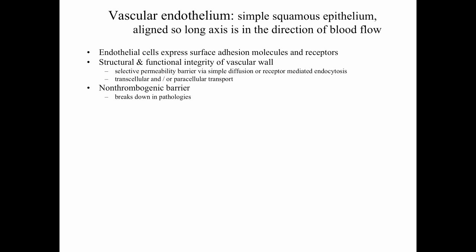The vascular endothelium is a simple squamous epithelium. As we said, it's aligned, so the long axis of the epithelial cells is arranged in the direction of blood flow. The endothelial cells express surface adhesion molecules and receptors. They give structural and functional integrity to the vascular wall. The endothelium serves as a selective permeability barrier by simple diffusion of material across the epithelial cells into or out of the blood.